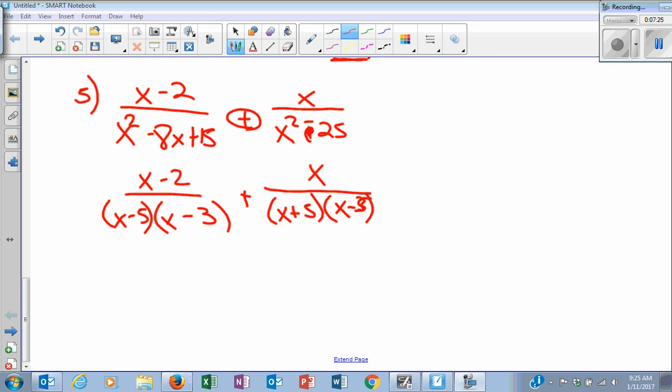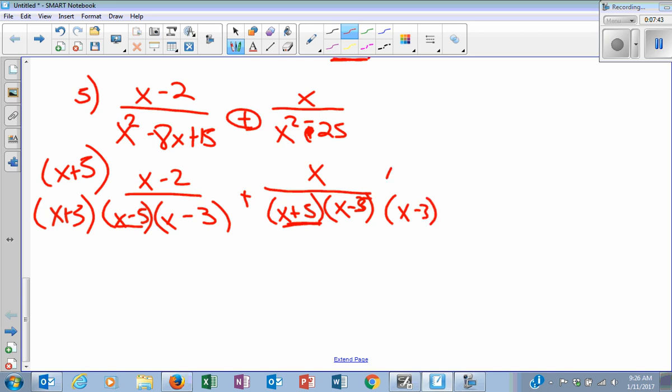Alright, so this is one of my longer ones. What do they have in common? They have an x minus 5 in common. But this has an x plus 5 in common, so this is missing an x plus 5, so I have to multiply by x plus 5 on both top and bottom. And this over here is missing an x minus 3, so I have to multiply that.